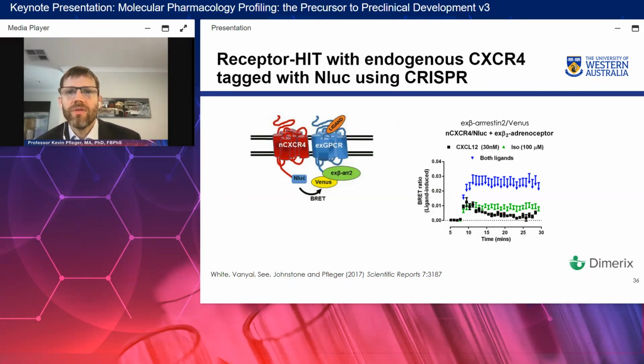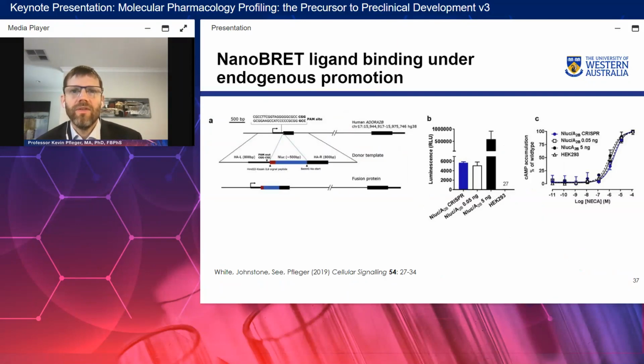If we then activate with isoprenaline, you can actually see this signal in the green, and you're seeing the recruitment of the arrestin to the beta-2 adrenergic receptor, bringing it in close proximity to the CXCR4 labeled with Nluc. Interestingly, when you add both ligands, you get this more than additive effect. So again, implying that we have heteromerization, and this is a heteromer that's been published previously.